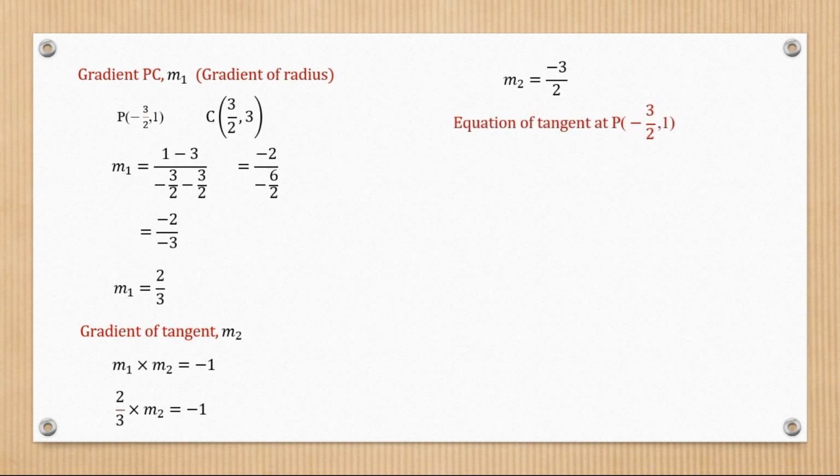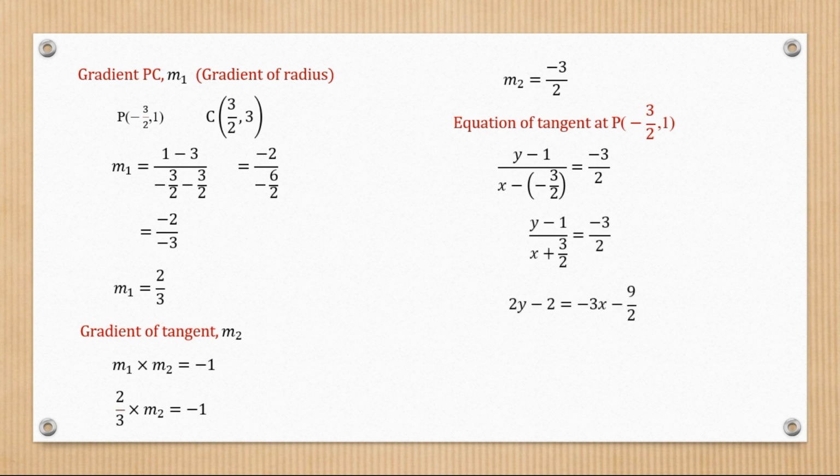So now that we know the gradient of the tangent, we just need to remember that the point where the tangent touches the circle is the point P, negative 3 over 2, 1. So we shall use that point to find the equation of the tangent. So we shall have it as y minus 1 over x minus negative 3 over 2, which shall be equal to the gradient of the tangent, which is negative 3 over 2. So this is what we'll have. So we'll have 2y minus 2 being equal to negative 3x minus 9 over 2. Of which now when we solve this further, I'll have the answer as being equal to negative 3 over 2x minus 5 over 2. And that shall be the equation of the tangent.